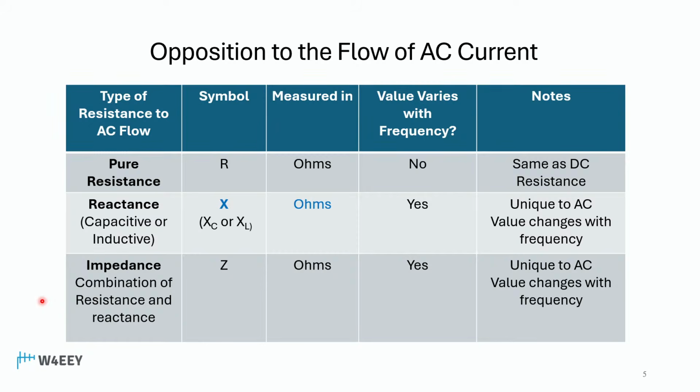And then the third concept is impedance. It's a combination of resistance and reactance. Here we had pure resistance. We were talking about pure reactance, only the effect of a capacitor or an inductor. Now if you have resistance and reactance, that's called impedance, signified by the letter Z, measured in ohms. It also varies with frequency. So having all of this in one table was really helpful to me.